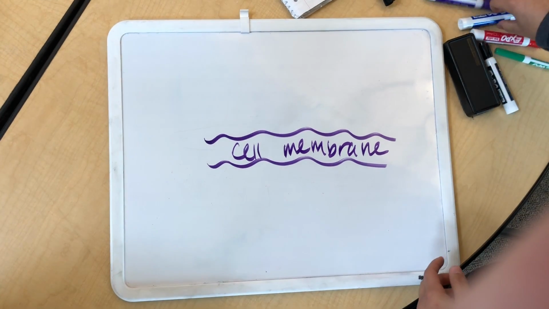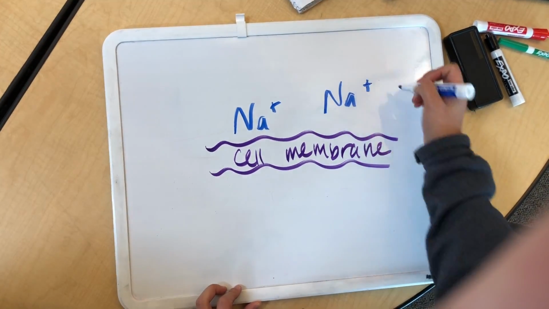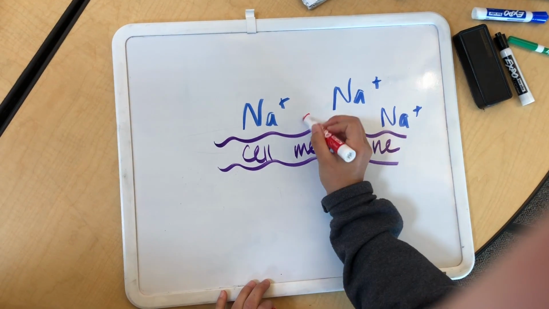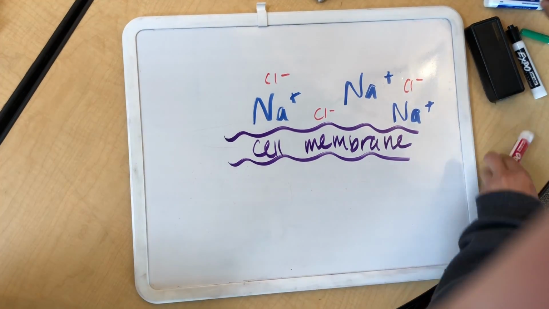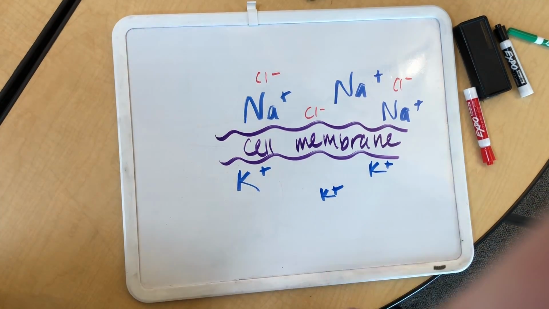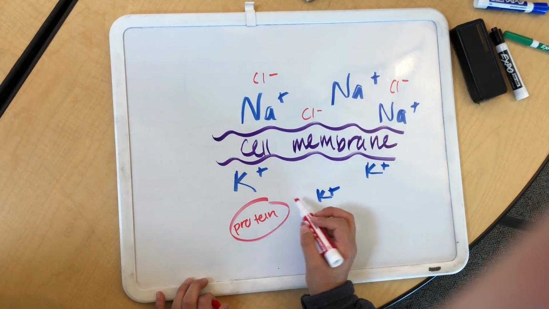On the outside of the cell, it is more positively charged. The outside consists of larger positively charged sodium ions. It also consists of smaller negatively charged chloride ions. On the inside of the cell, it is more negative. Although it consists of smaller positively charged potassium ions, it also consists of large negatively charged proteins.